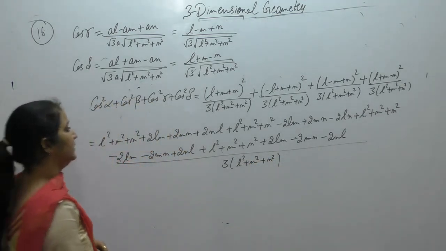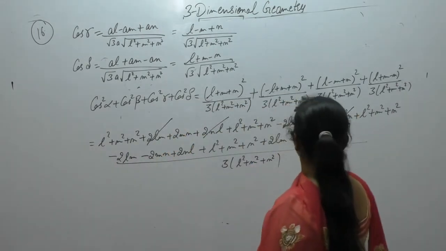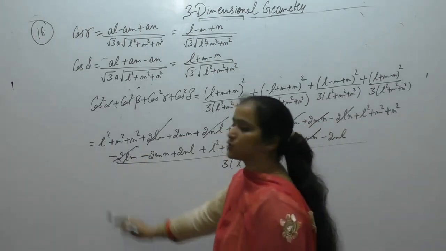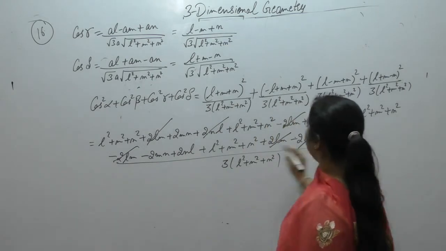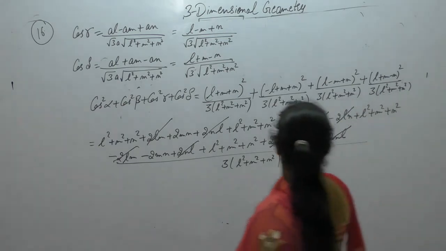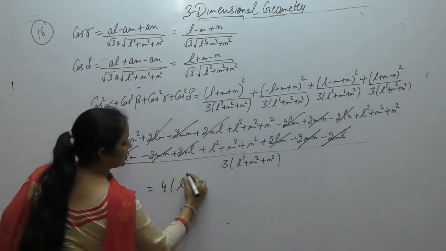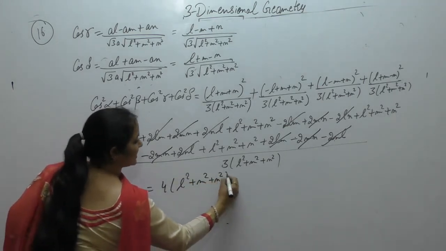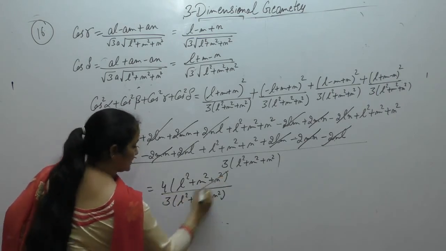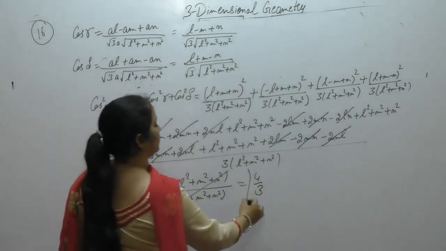Now cancel that down. The cross terms 2ln, 2lm, 2mn cancel with their negatives. So we get 4 times l square plus m square plus n square upon 3 into l square plus m square plus n square, that is equal to 4 by 3. This is what we wanted to prove.